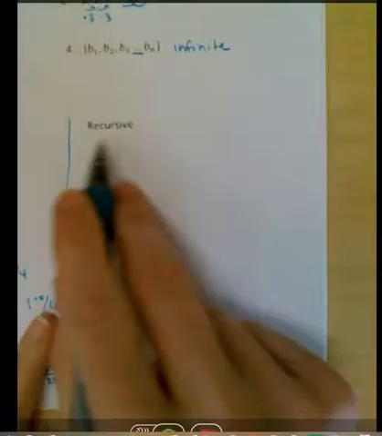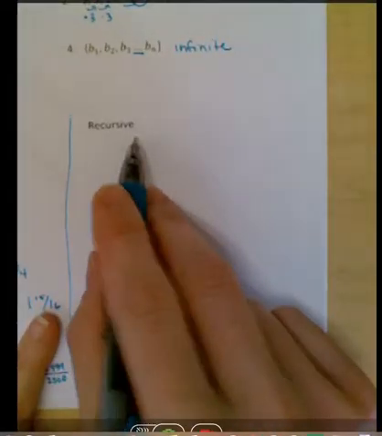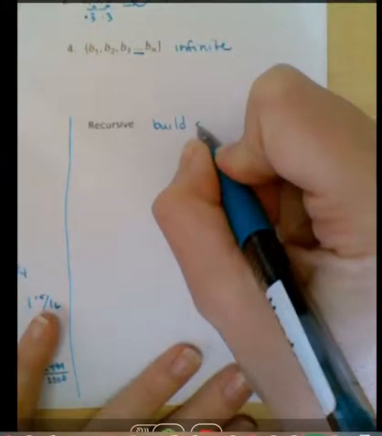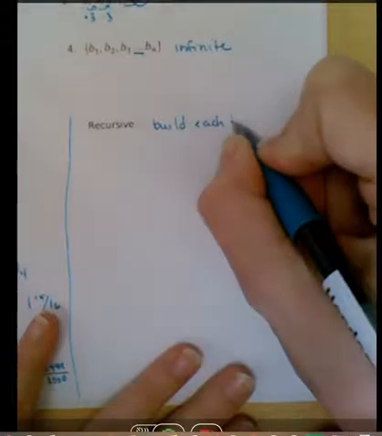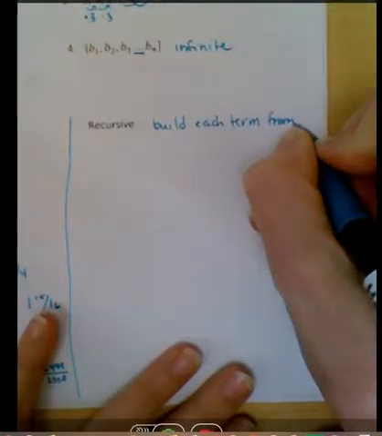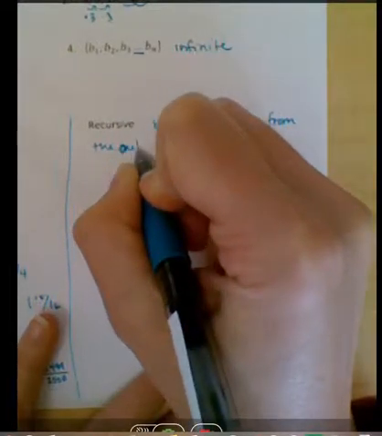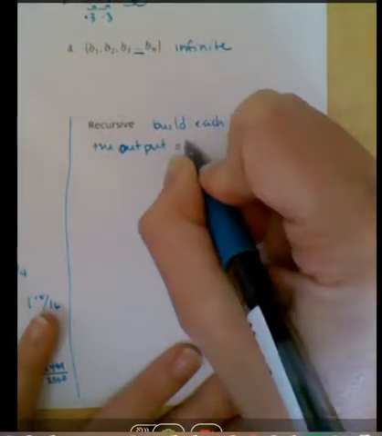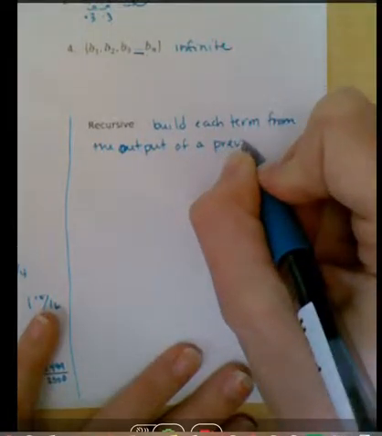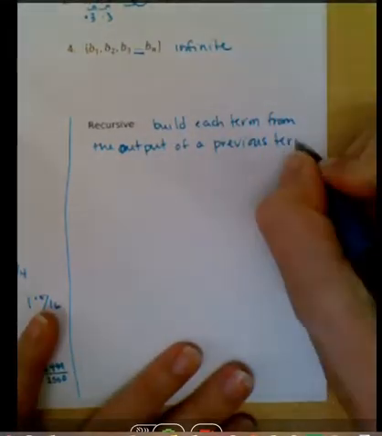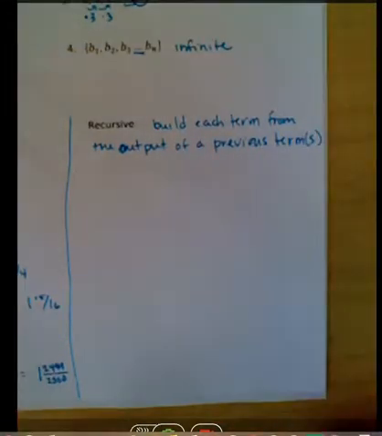So one of the definitions or key features of a recursive equation is that you have to build each term from the output of a previous term, or more than one previous term, possibly. Like the Fibonacci is done with previous terms, not just a previous term. So let's look at one example.